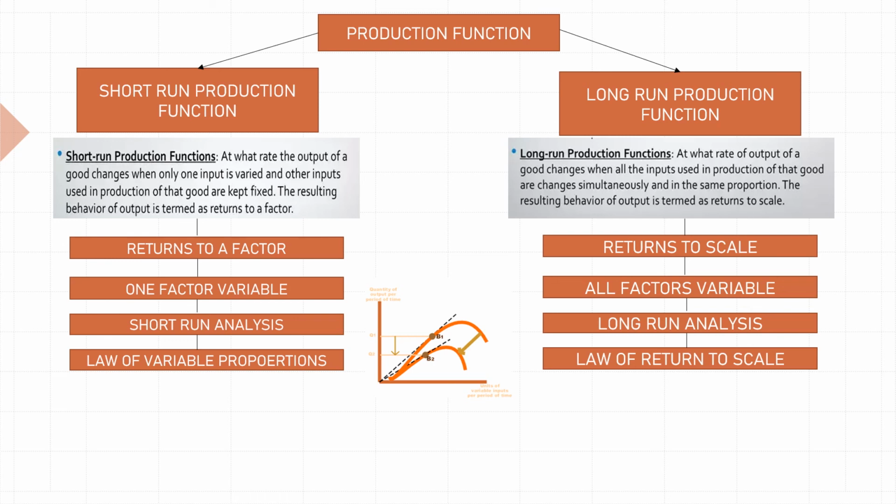In short-run production function, there is return to a factor, one factor variable, short-run analysis, and law of variable proportions, whereas in long-run production function, it is return to scale, all factors are variable, long-run analysis, and law of returns to scale.